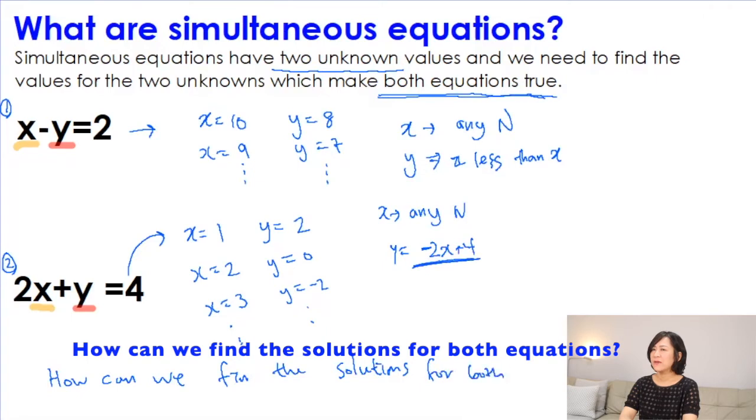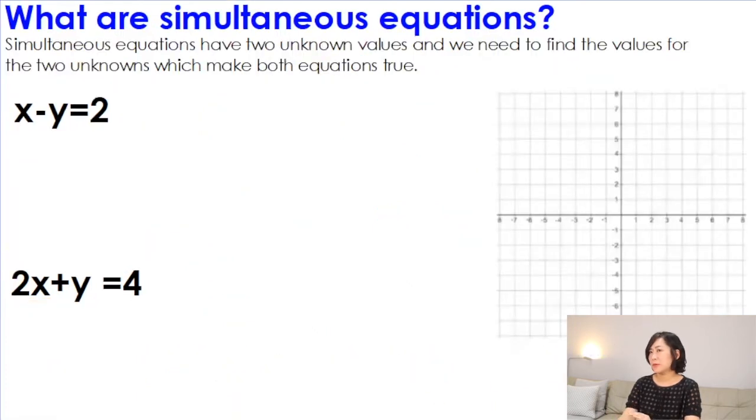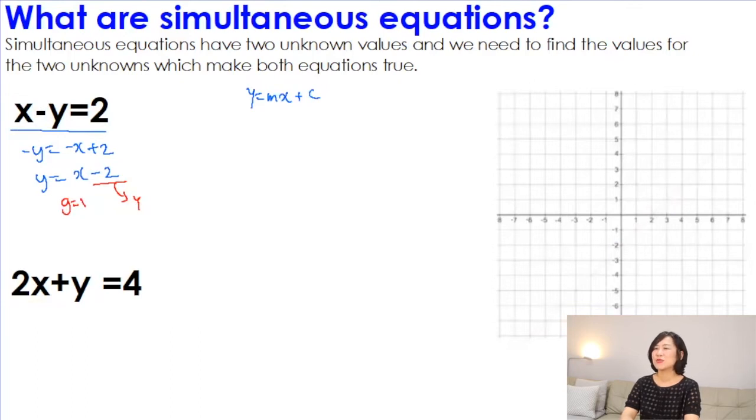Then how can we find the solution for both equations? That's our question. In previous lessons, we've been talking about graphs, right? The graph is really helpful because we can see how the equation works. So let's use a graph. First of all, let's draw the x minus y equals 2 graph. A linear equation's standard form is y equals mx plus c. Let's change this into y equals x minus 2. Since we know the y-intercept and the gradient, we can draw the graph, right? You all remember this?